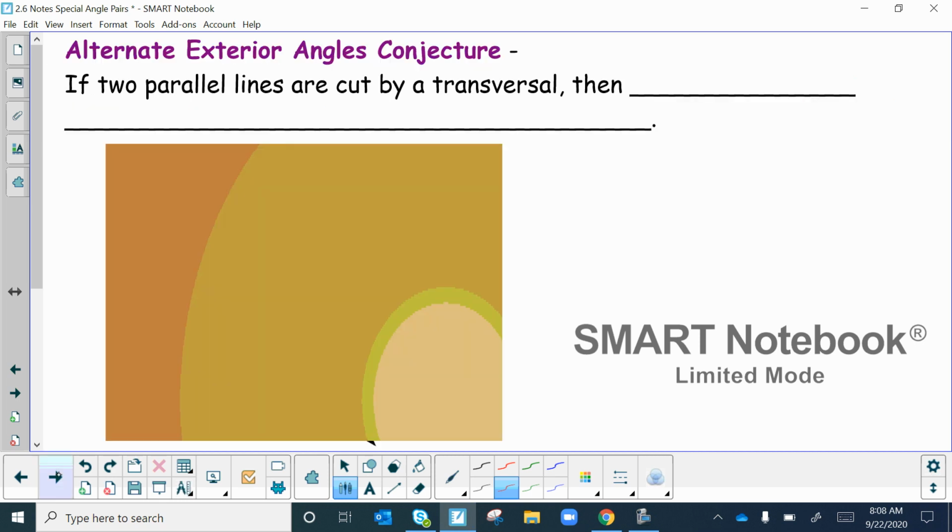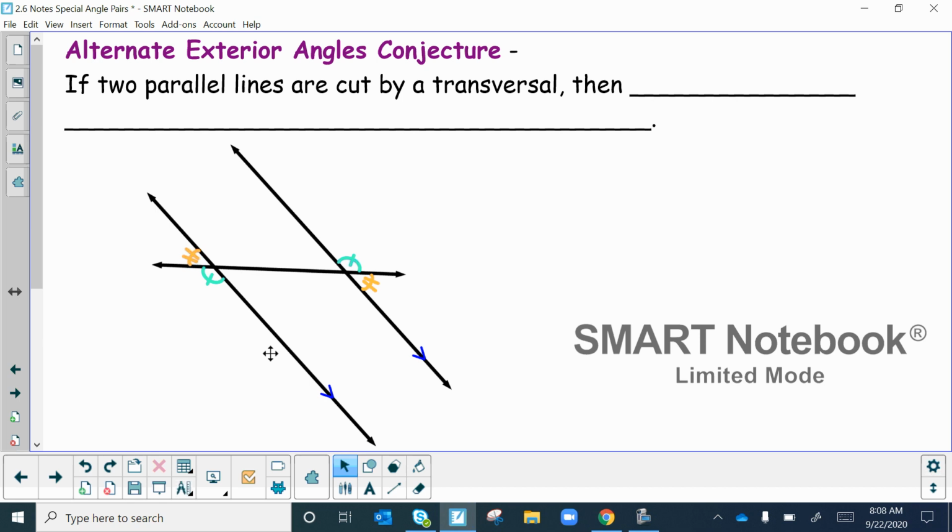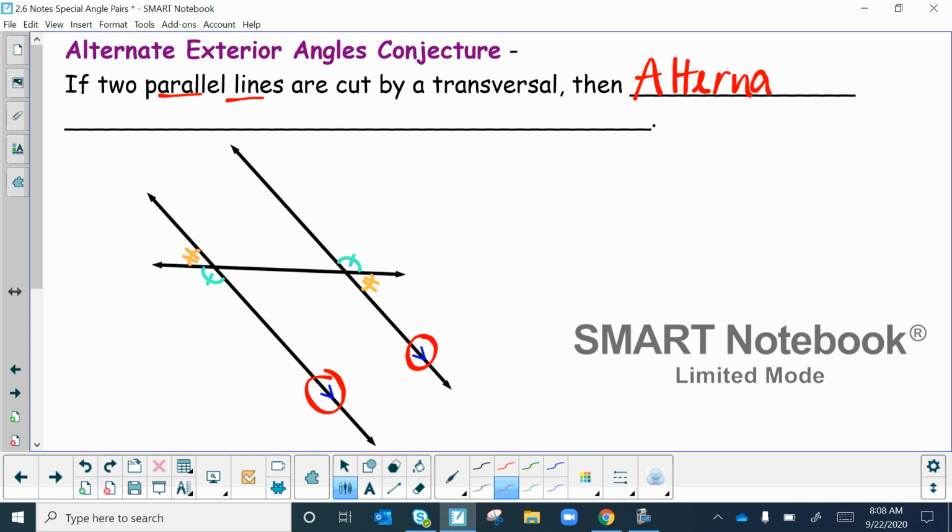How did the alternate exterior angles turn out? The alternate exterior angles look like this. Those were also congruent. So we're going to write down: if two parallel lines are cut by a transversal, and again, you have to have parallel lines, that's the key words, then alternate exterior angles are congruent.